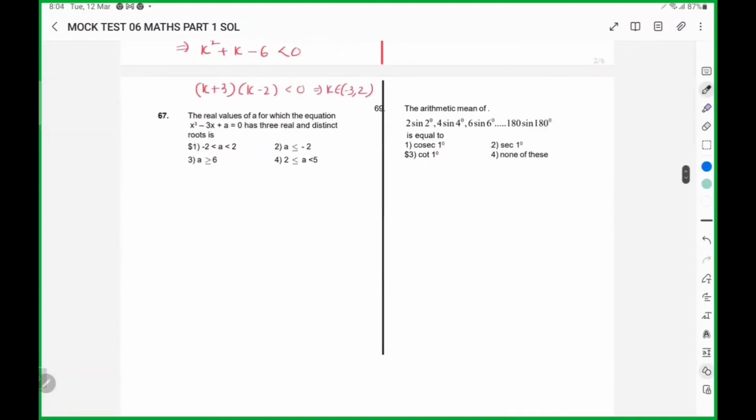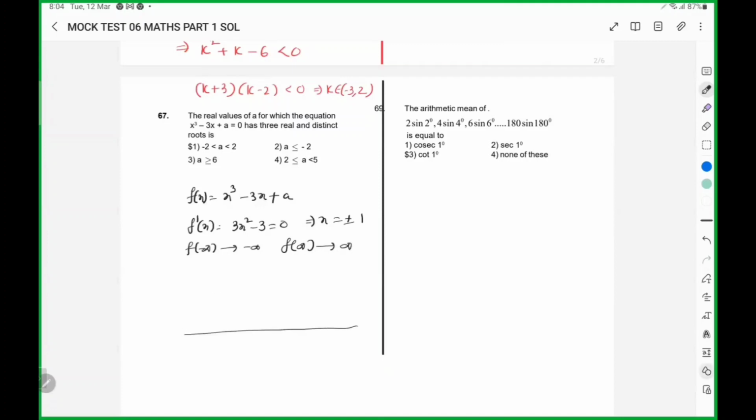Here it is, cubic equation f of x. Here to trace the curve, differentiate and see where it takes the turn, and f of minus infinity, f of infinity will be infinity. So definitely it takes turns at -1 and 1. At minus infinity, it will be like this.